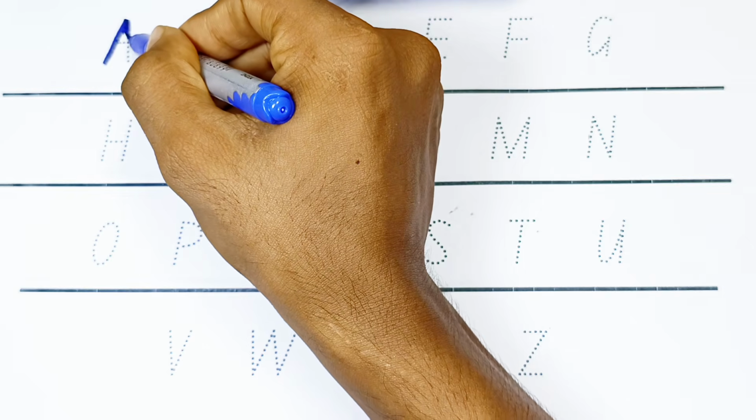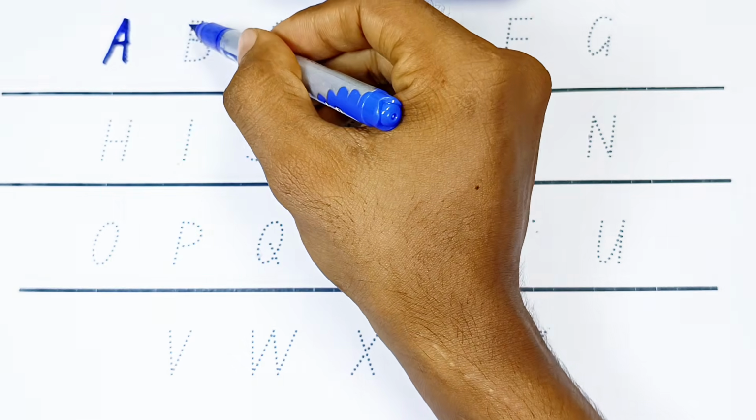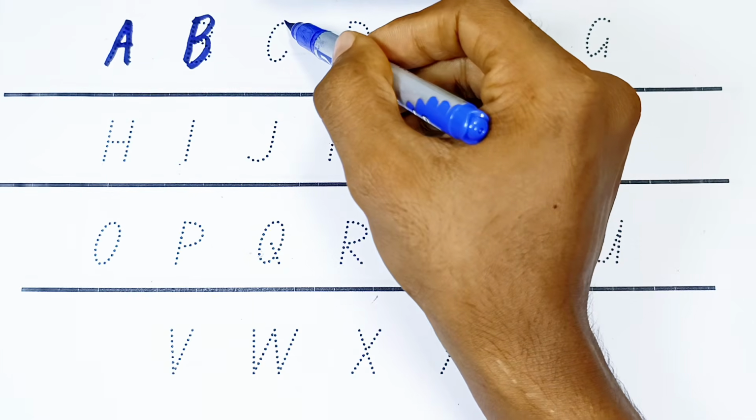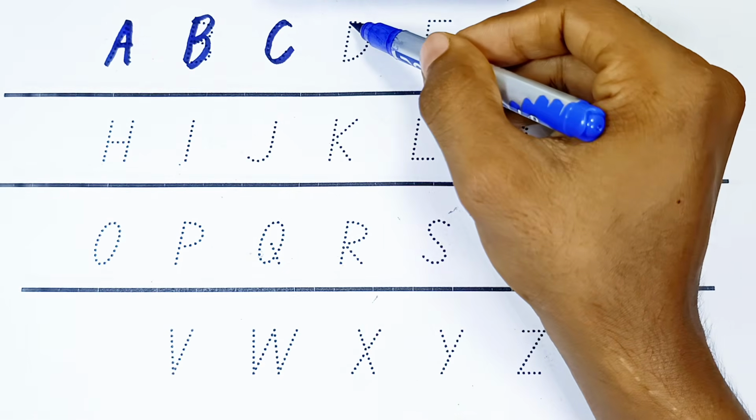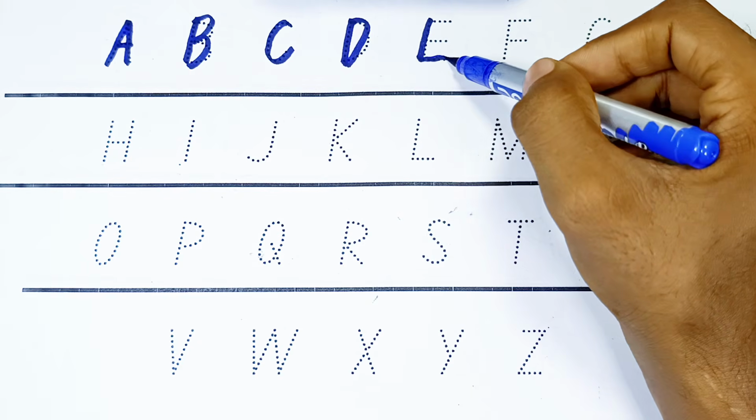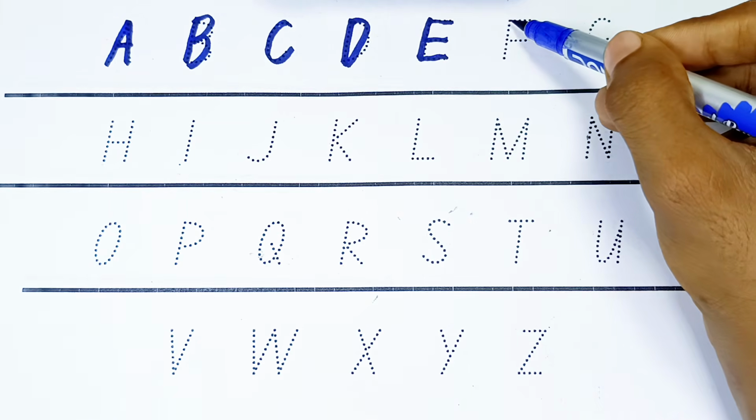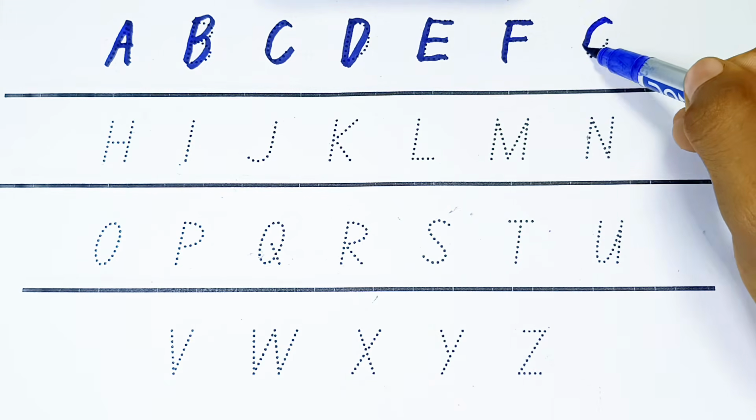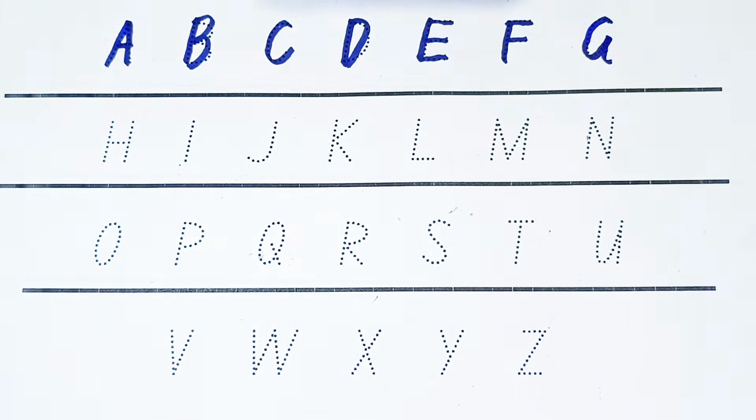Now I know my ABCs. A for apple. Next time, won't you sing with me? B for ball. C for cat. D for dog. E for elephant. F for fish. G for goat.